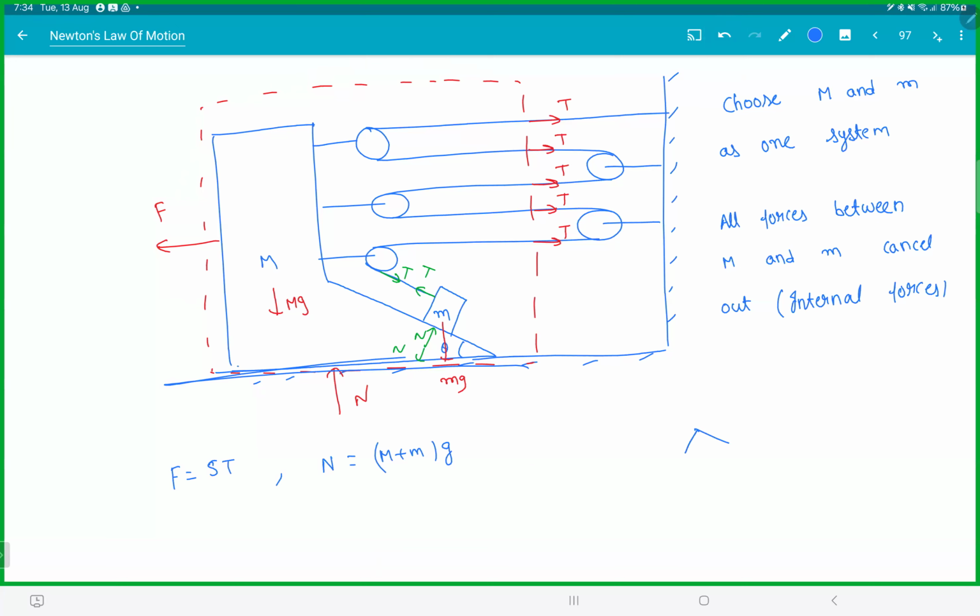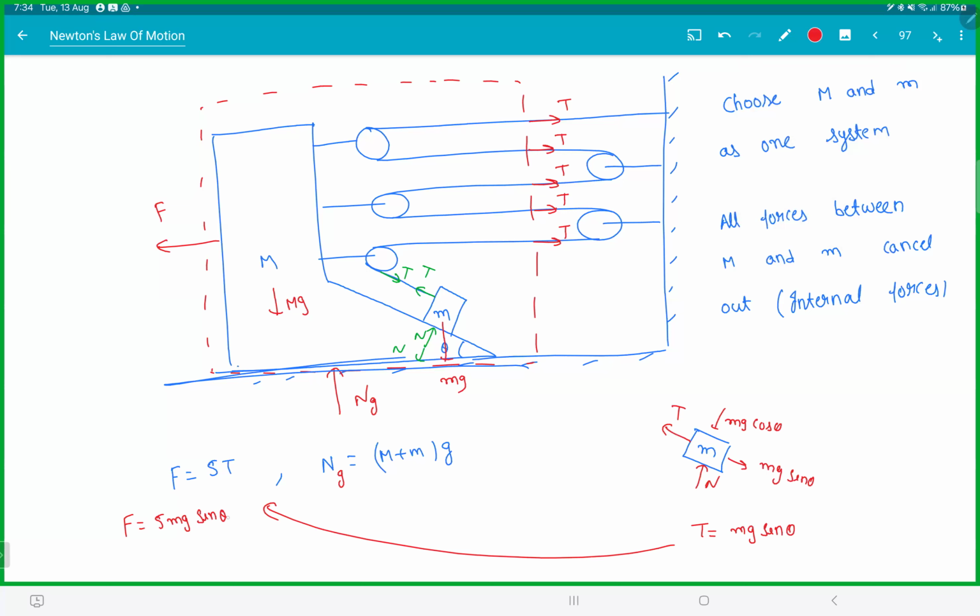For this, now I will draw only small m as an FBD. You can choose anyone as a system. I'll choose the whole thing as a system and I'll choose small m as a system. Now, tension. These components are mg sine theta, this is N, and this is mg cos theta. So from here we get tension is equal to mg sine theta. Take this and substitute here. So F is equal to 5 small mg sine theta. And that's your answer.